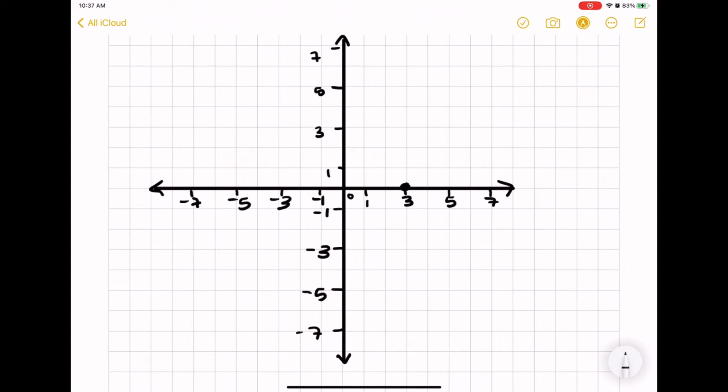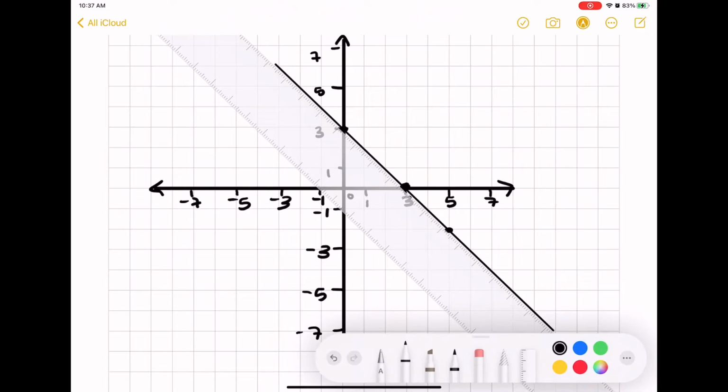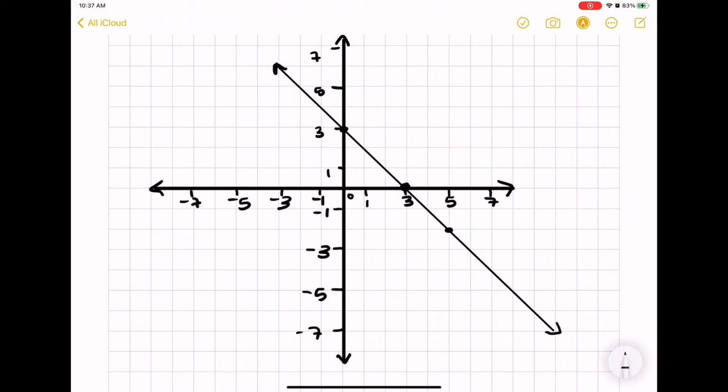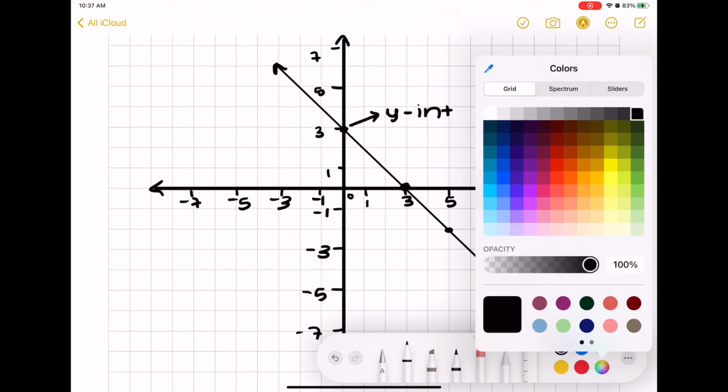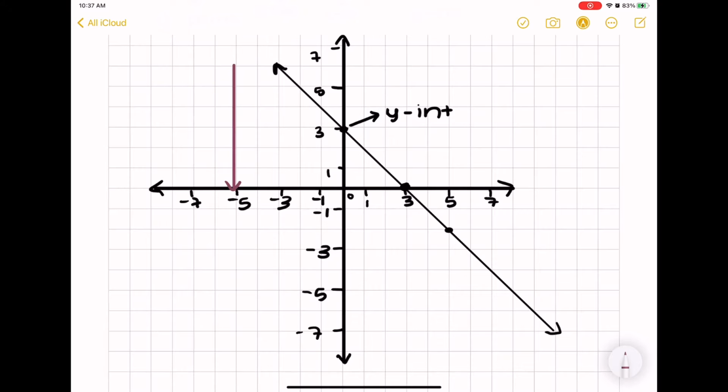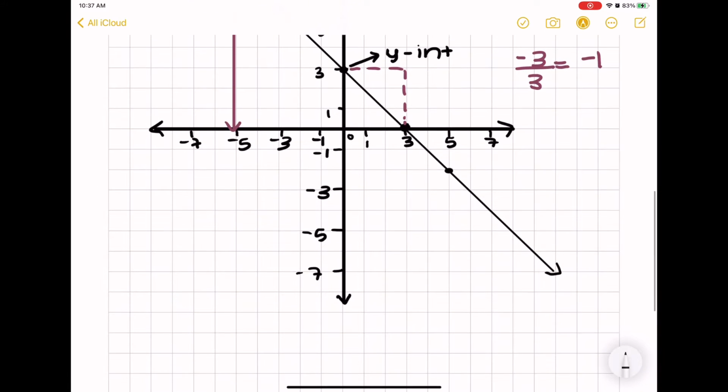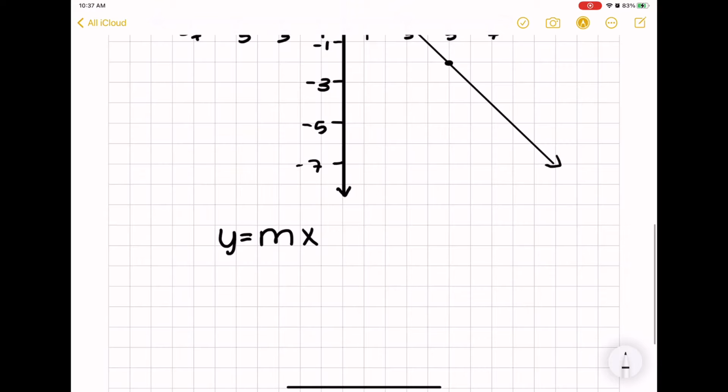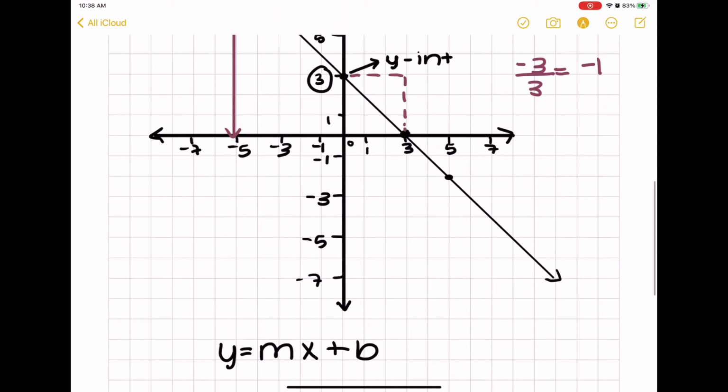Now, for example, let's say we have (0, 3) and (3, 0) as a couple of points, and (5, -2). If we draw a line, we can tell that the point where the line intersects the y-axis is called the y-intercept. And the slope we can figure out, as I said in my part 2, by checking the rise over the run. In this case, it's a decrease, so it is going to be negative 1.